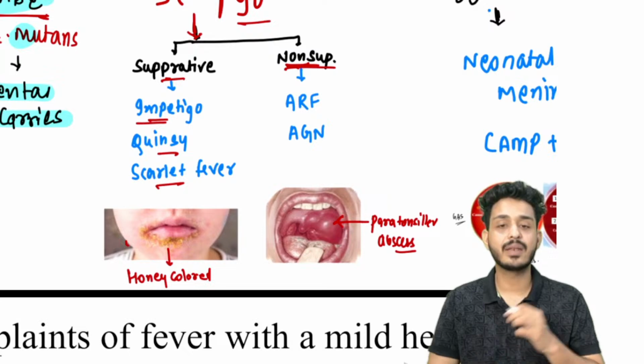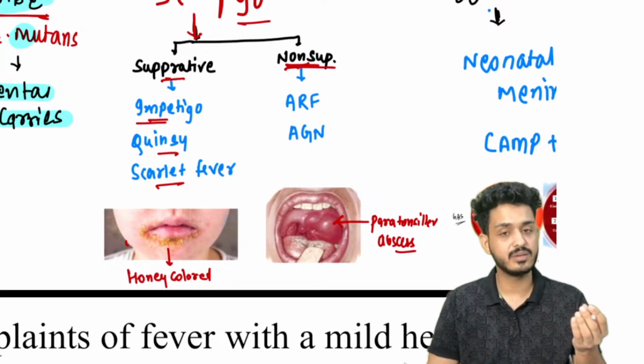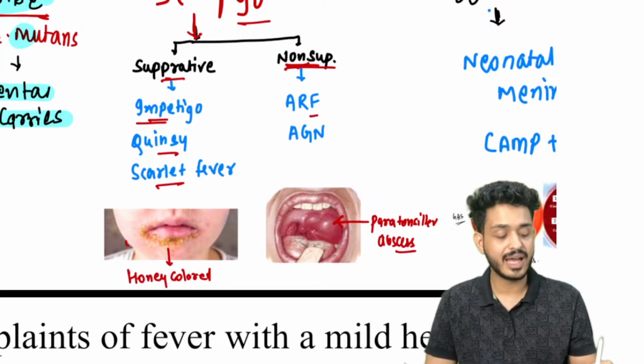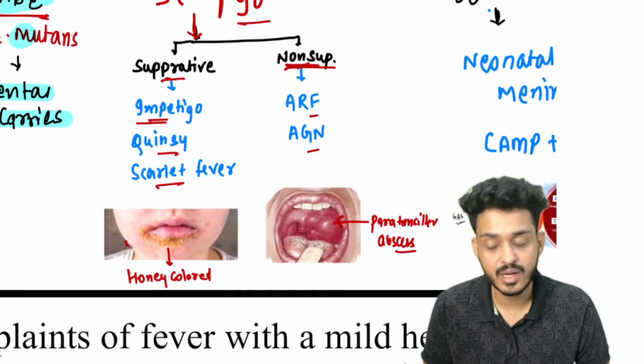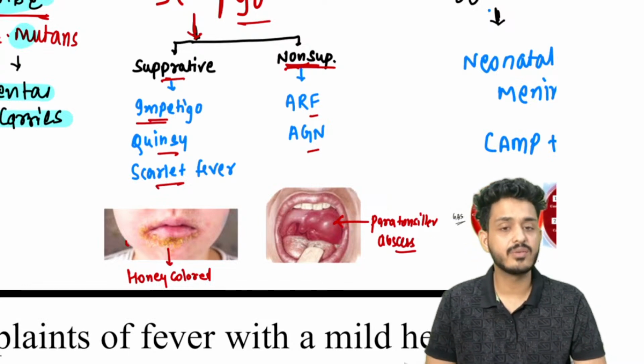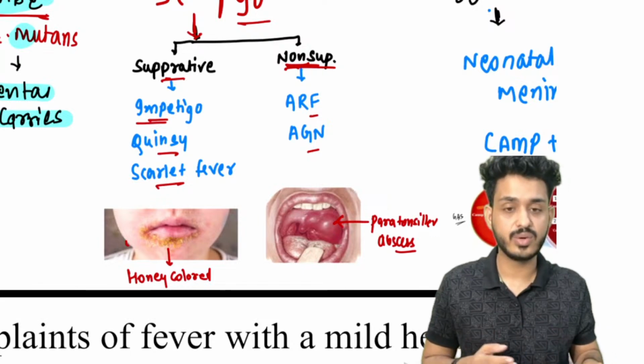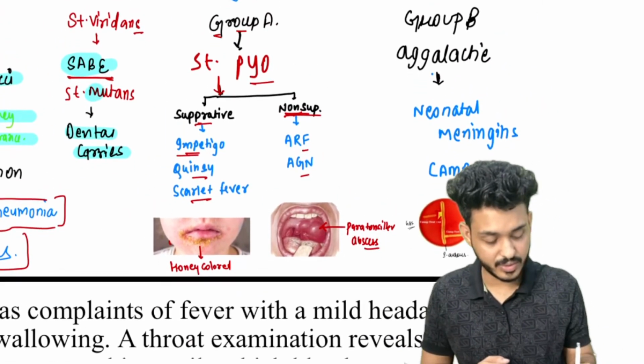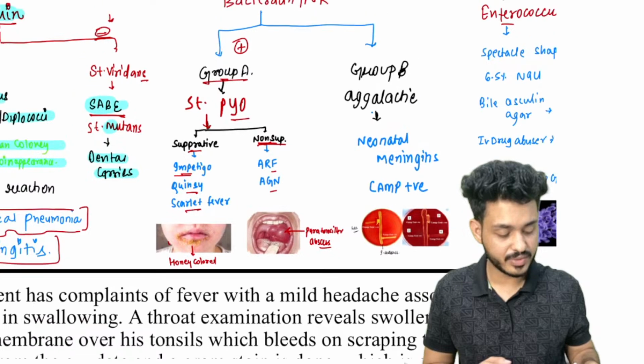Non-suppurative complications can be acute rheumatic fever, that we will be studying in different subjects, and then we are having acute glomerulonephritis. You will be checking for the levels of titers of anti-streptolysin O antibodies, all those things that would be causing. Okay, so this is the causative agent for them.